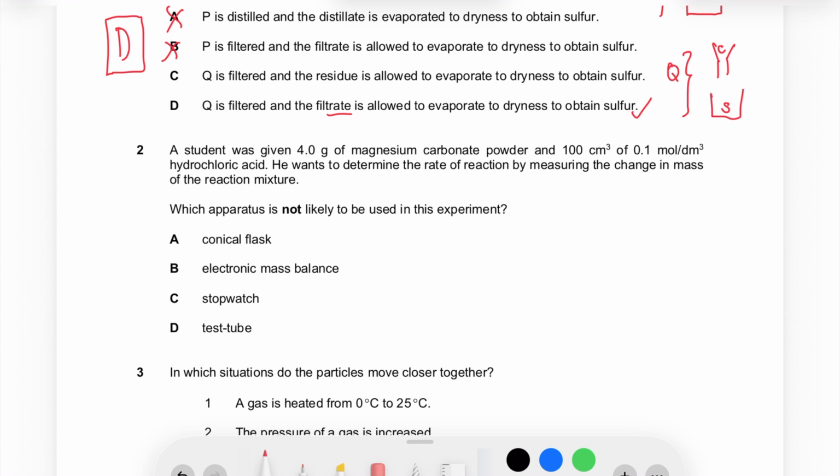Question 2. A student is given 4 grams of magnesium carbonate powder and 100 cm cube of 0.1 mole per dm cube hydrochloric acid. You determine the rate of reaction by measuring the change in mass. Which one is not used? You measure mass, so definitely you need the electronic balance. You want to calculate the rate, so definitely you need your stopwatch as well. You need a conical flask to contain the mixture, so I don't think you need a test tube. So D will not be needed.